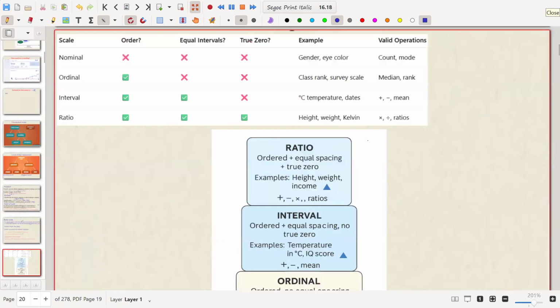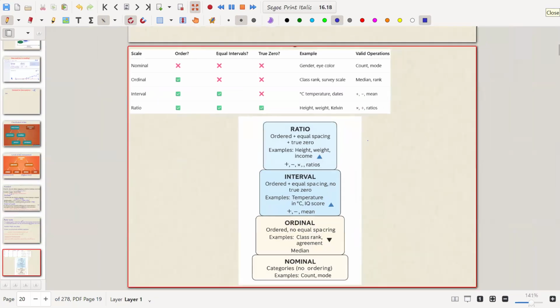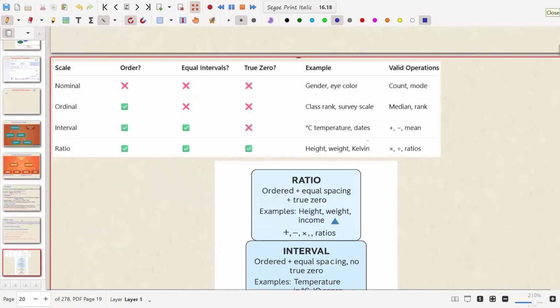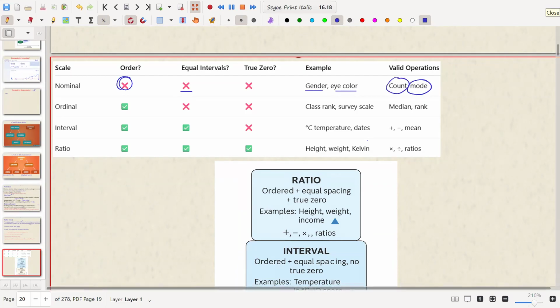So this is the order of the scales. Let us see this one first. In nominal, there is no order. They don't have to be in equal intervals. For example, gender or eye color. You can use the mode in that, and you can count them.